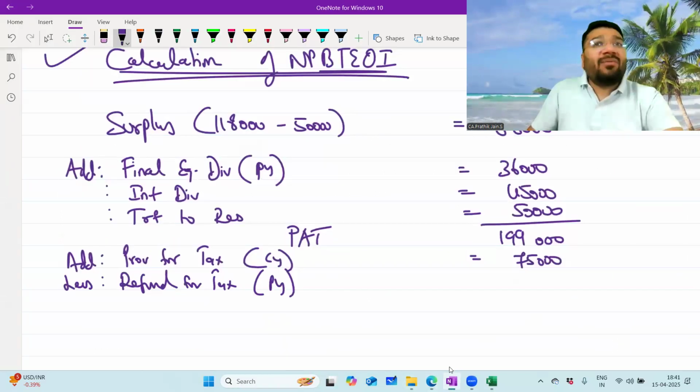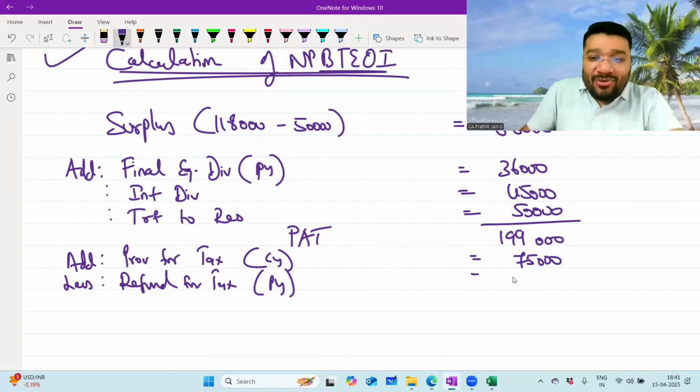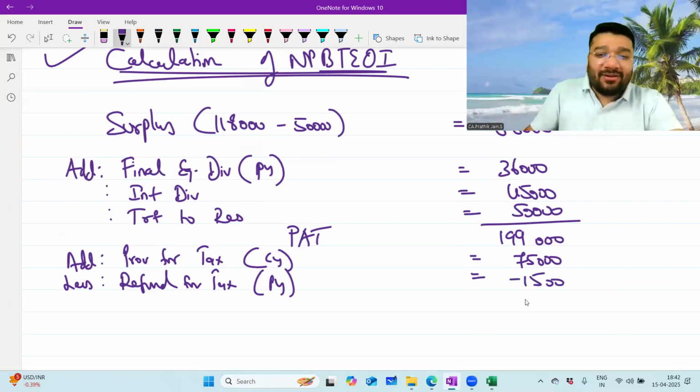When taking, you take 75,000, but when giving, only 1,500. Okay, how much?